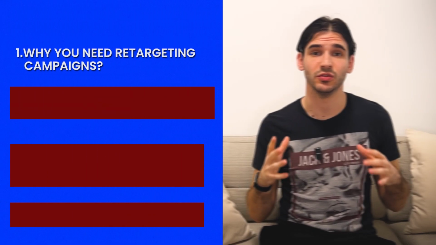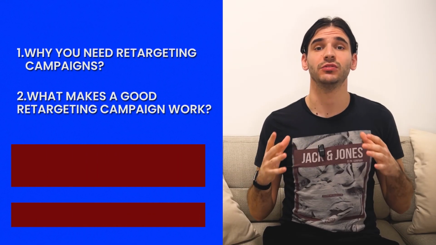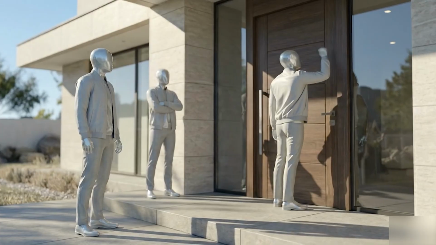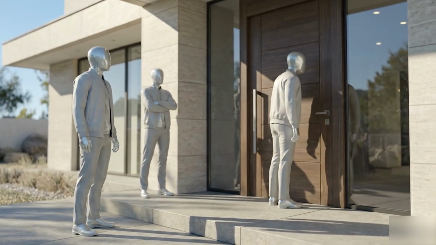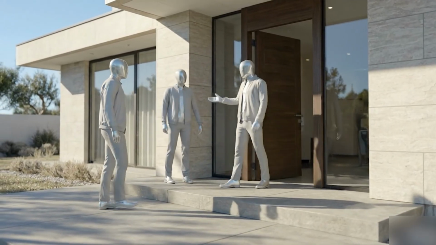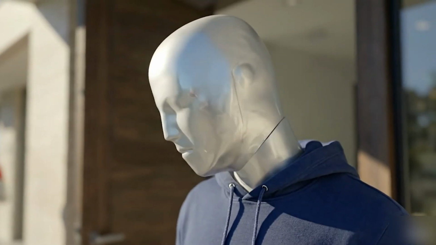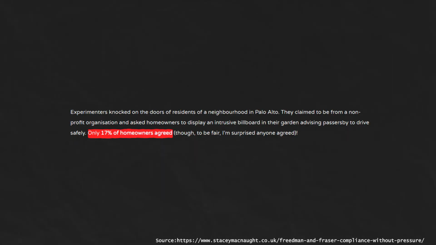And that brings us to point number 2, what makes a good retargeting campaign work? Good advertising uses human behavior to its advantage. Retargeting campaigns take advantage of people's desire to be consistent. There was a study in the US when a group of researchers went door knocking in a really nice neighborhood and asked people to put up a large billboard, 6 feet by 3 feet, on their front lawn that says, "Drive carefully." Unsurprisingly, not many of them agreed to this. Only 17% agreed to put up this billboard on their front lawn.